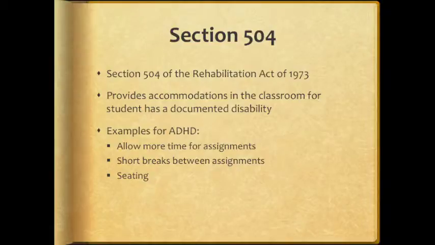Examples of some of the things that might be done to accommodate those students are allowing more time for assignments, because they have problems with attention span. A lot of times they need more time for their assignments. They might run out of attention altogether and need to take a little break. One of the things we do in my school is we allow students to walk out of the classroom and go out into the fresh air and sit or walk around for a few minutes and then come back when they feel they're ready.